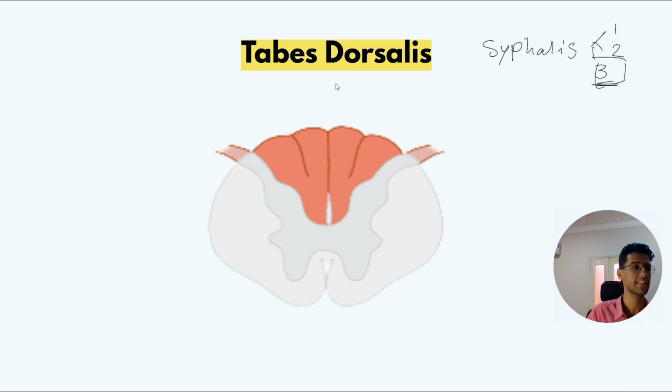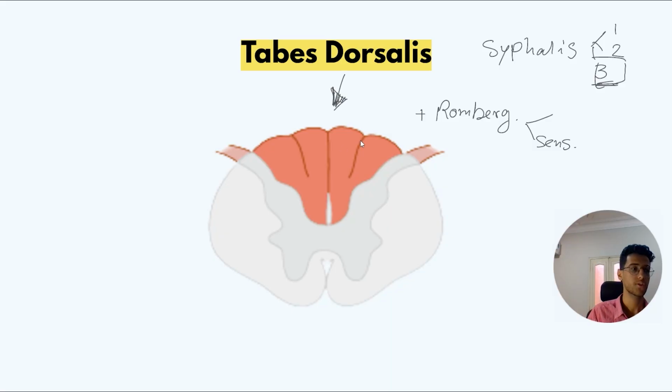Okay, so tabes dorsalis mainly affects the dorsal column. So the patient will have a very important finding, a positive Romberg sign. What is a positive Romberg sign? It's inability to keep balance when the patient closes his eyes, but when the patient opens his eyes, he will be able to keep balance. And this differentiates cerebellar from sensory ataxia. In cerebellar ataxia, the patient will not be able to keep balance even if he opens his eyes, but in sensory ataxia like tabes dorsalis here, the patient will be able to keep balance if he opens his eyes, but when the patient closes his eyes, he will not be able to keep balance and will fall on the floor.